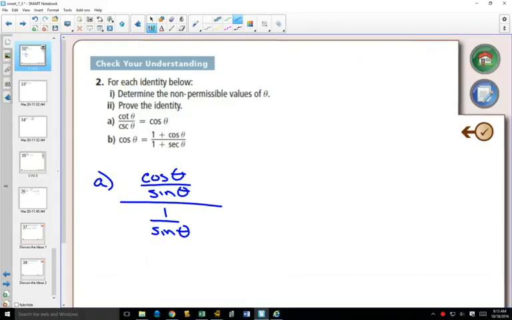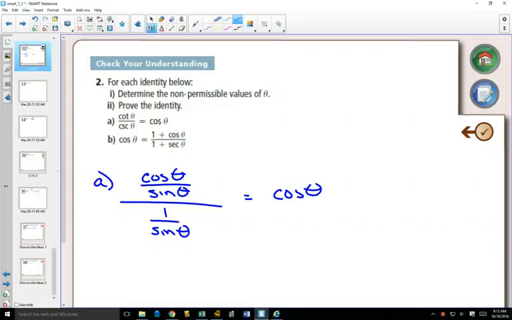On the other side, you just have cos theta. So what I've done here is I've just changed each of my reciprocal identities. It's going to be easier with cotangent to change it to cos over sine than it would be to change to 1 over tan.